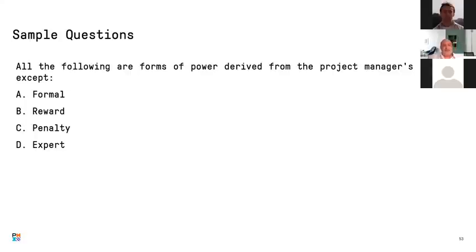The first one is saying, all the following are forms of power derived from the project manager position, except. So these are the four answers: the formal, the reward, the penalty, the expert. Which of these does the project manager position provide? So the question is, three of these are given by the project manager position, and except one of those is not given by the project manager. So which one do you think?